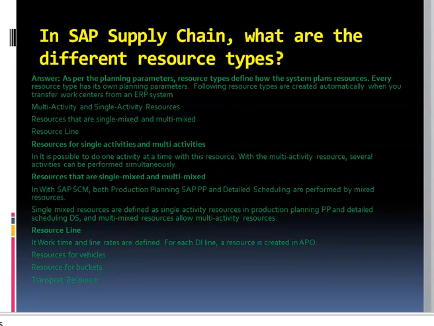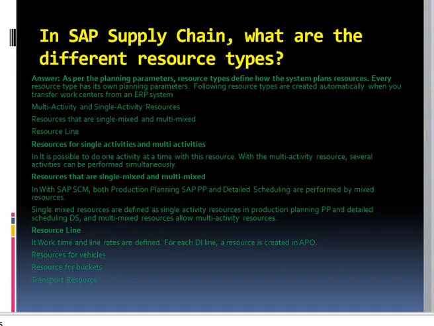In SAP supply chain, what are the different resource types? Answer: As per the planning parameters, resource types define how the system plans resources. Every resource type has its own planning parameters. The following resource types are created automatically when you transfer work centers from an ERP system: single-activity and multi-activity resources, single-mixed and multi-mixed resources, and line resources.